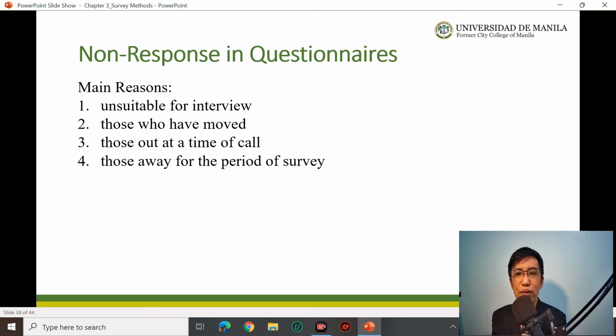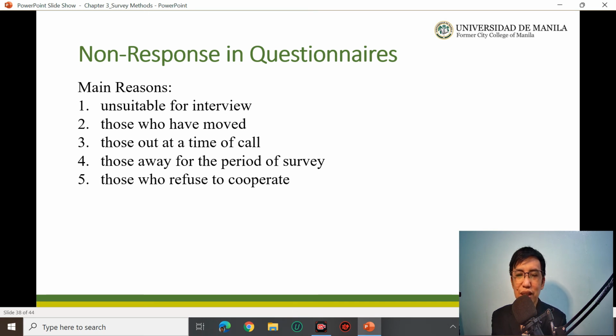And those away for the period of survey. O, nasa bakasyon. Di ba? Ito lang yung period of 1 week yung period of survey mo, pero nandun siya sa ibang bansa. Okay? And those who refuse to cooperate. O, ayan, sama yan sa yung mga pasaway. Especially, kung napakahirap na to kapag ang study nyo ay, ngayong sampling technique nyo is random sampling. So, halimbawa, napili nyo, ayaw pa makipag-cooperate. So, napakahirap. These are the main reasons the non-response questionnaires.